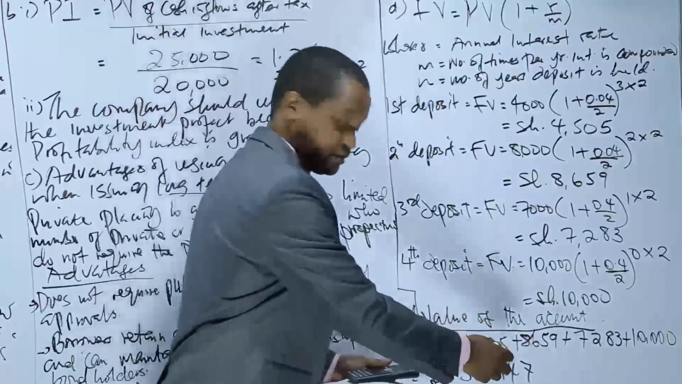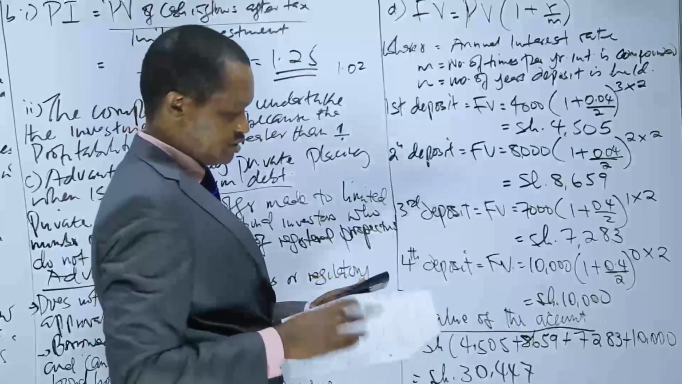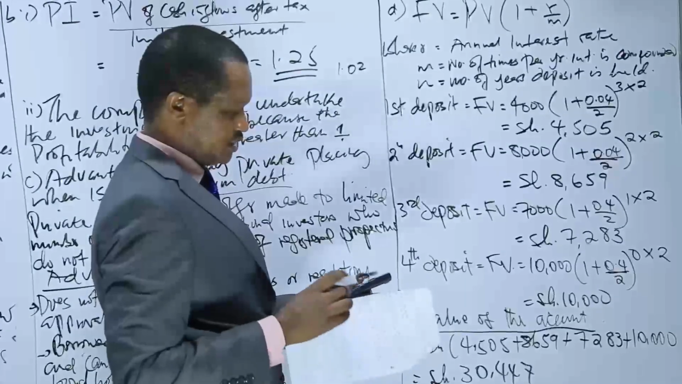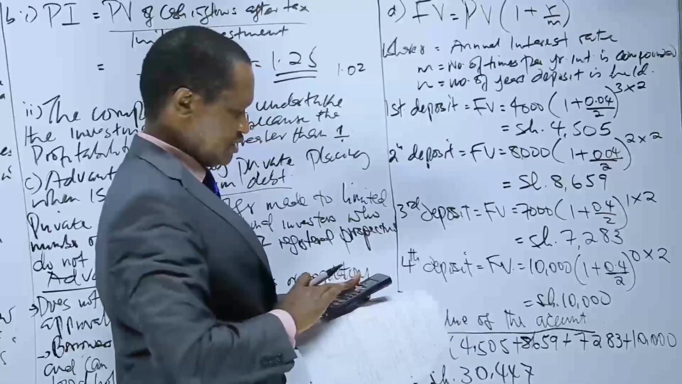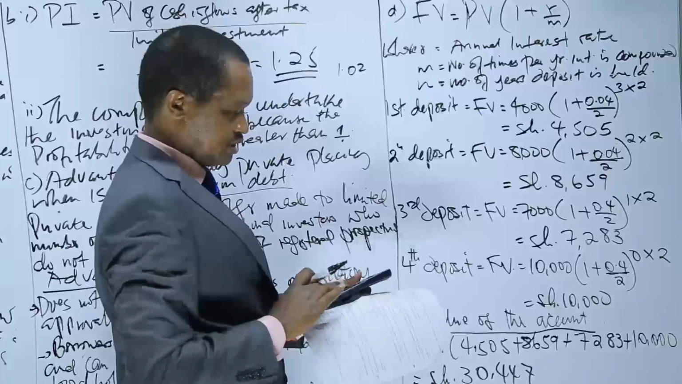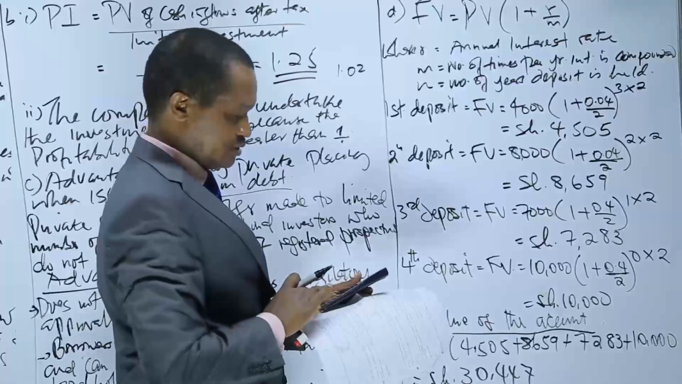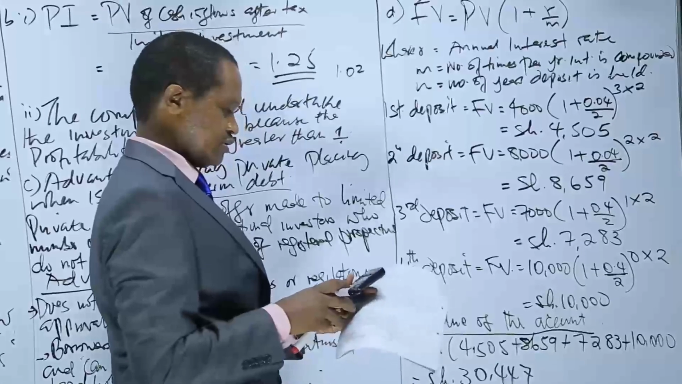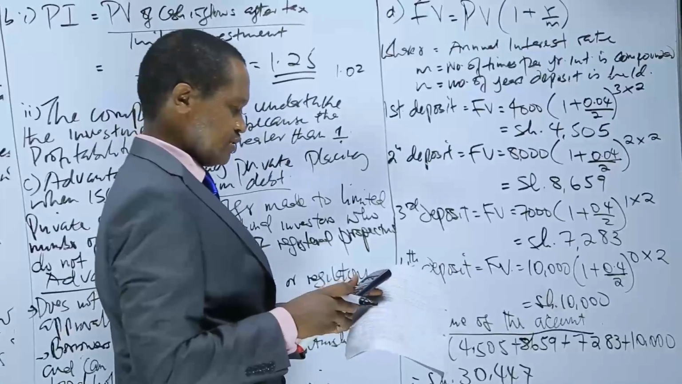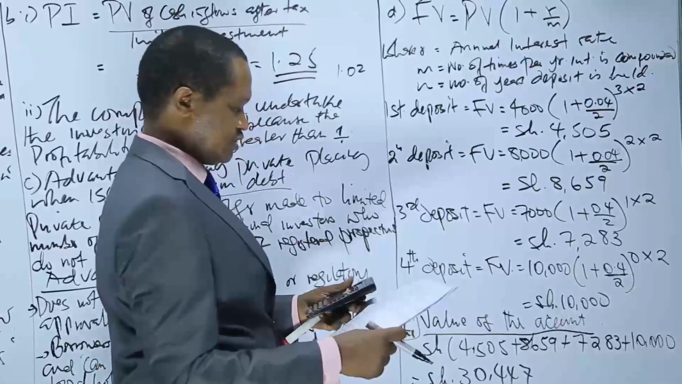And I can see here the total deposits. This is the answer. I just wanted to check out of curiosity how much interest was paid. This is 30,447 minus 4,000 minus 8,000 minus 7,000 minus 10,000. So I've deducted the deposits. So the total interest is 1,447.